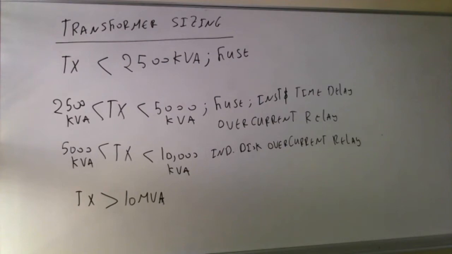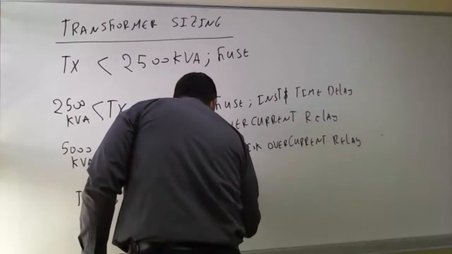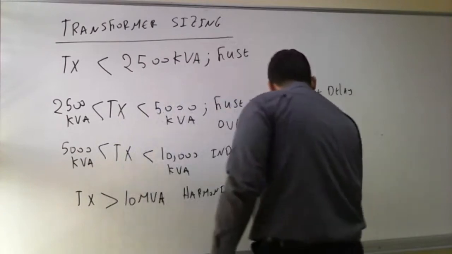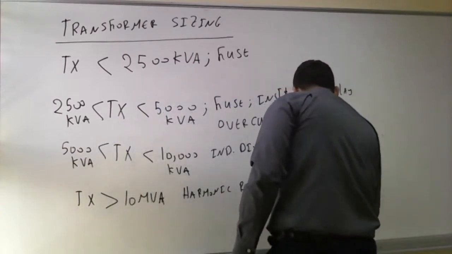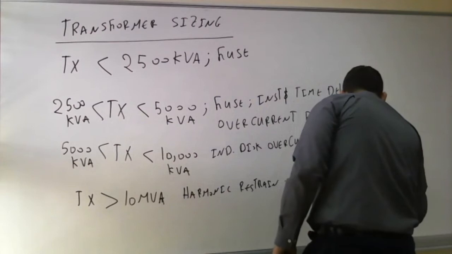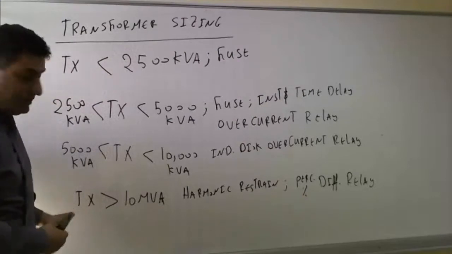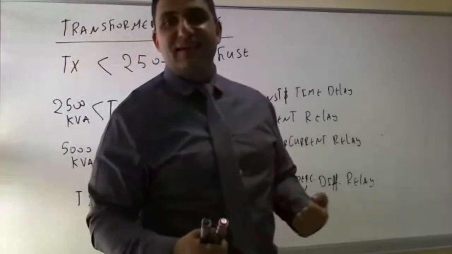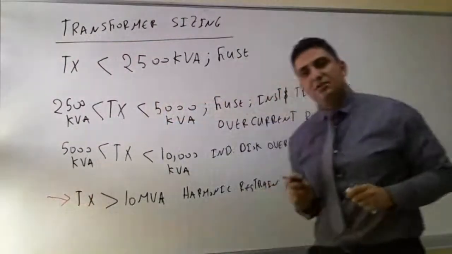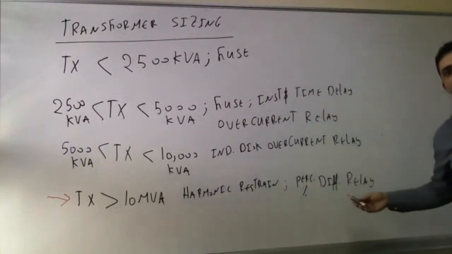So now we will have harmonic restraint, and we will have percentage differential relay. When it comes to power systems, the majority of our transmission network transformers will sit into this section. That's why we will focus more on this type of protection throughout our chapter.